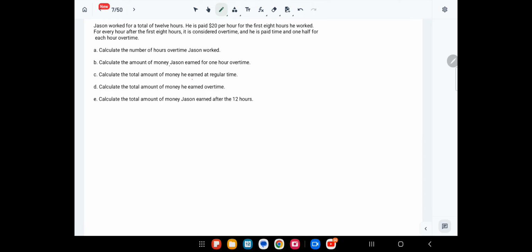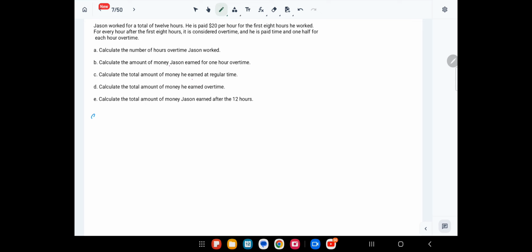Out of this 12 hours, the first 8 hours is known as regular time, and the hours after that is known as overtime. They told you the regular time rate. The regular time rate from the question is $20 per hour. They also told you the rate at which he's getting paid overtime, but not the overtime amount. So question number 1, part E. Calculate the number of hours overtime Jason worked.